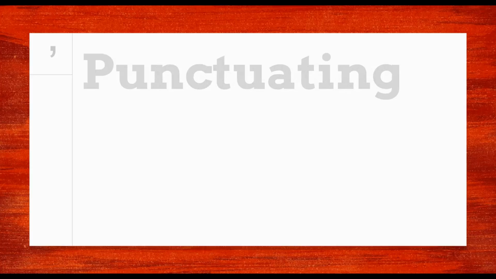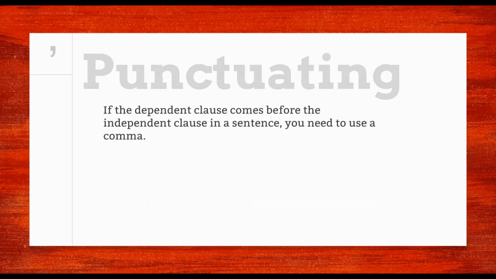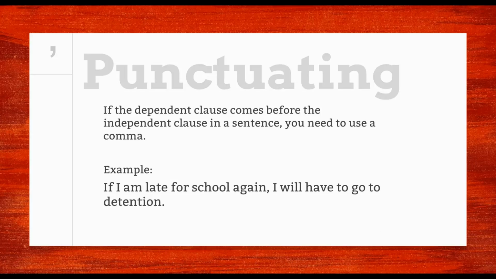So let's talk about how we punctuate this type of sentence when we have dependent and independent clauses. If the dependent clause comes before the independent clause in a sentence, you need to use a comma. So here's an example. If I'm late for school again, I will have to go to detention. We can see the first part of that sentence is the dependent clause, and therefore we need a comma to separate our dependent and independent clause.